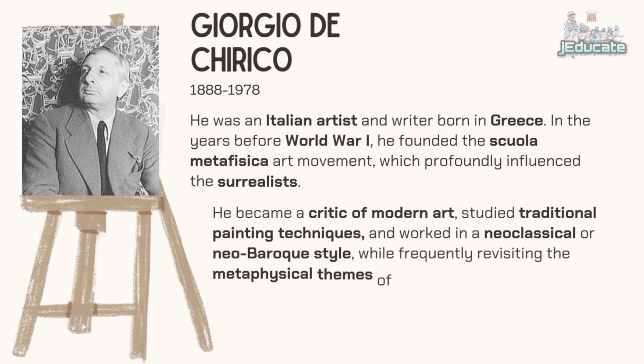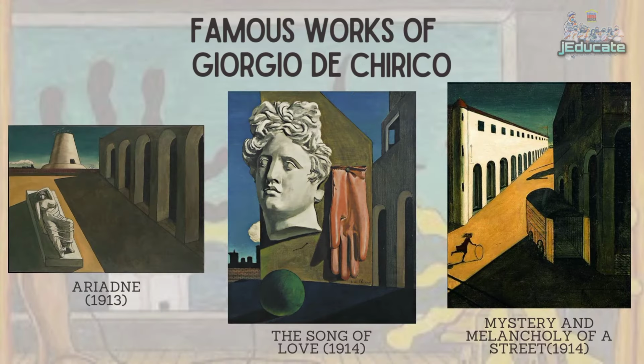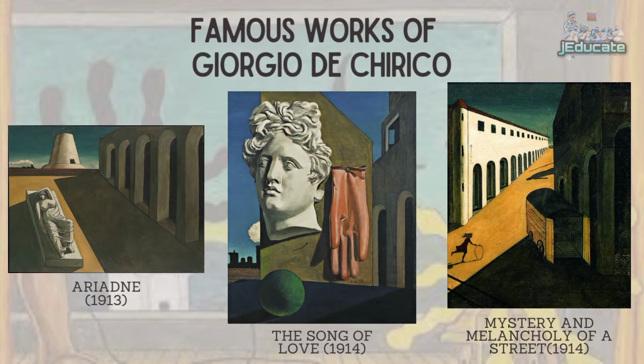Giorgio de Chirico was an Italian artist and writer born in Greece. In the years before World War I, he founded the Scuola Metafisica art movement, which profoundly influenced the Surrealists. He became a critic of modern art, studied traditional painting techniques, and worked in a neo-classical or neo-baroque style, frequently revisiting the metaphysical themes of his earlier work. Famous works of Giorgio de Chirico: Ariadne, 1913, The Song of Love, 1914, Mystery and Melancholy of a Street, 1914.